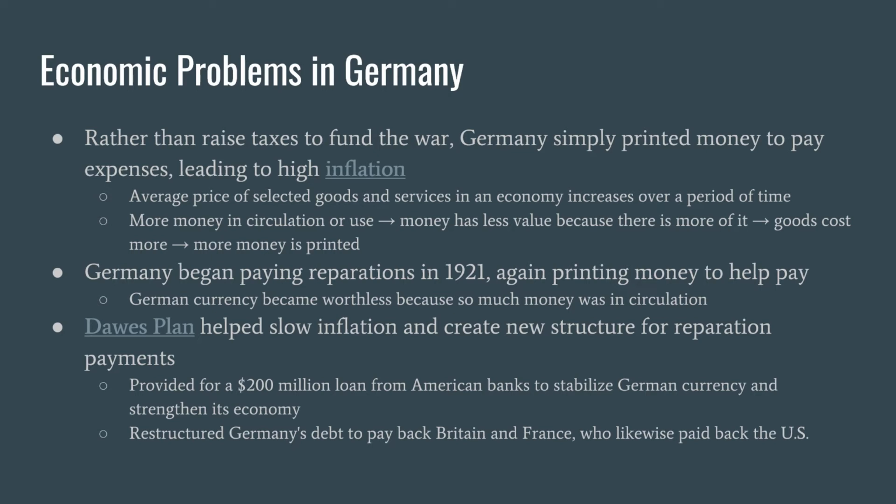Because at this point, they are really struggling. And so it basically provides Germany with a $200 million loan from American banks to help stabilize their economy and currency. And it also restructures Germany's debt that they have to pay back to Britain and France, who then likewise pay back the United States. So again, this really demonstrates the fact that the United States is really kind of holding the world economy together since they sort of come out of World War I in a pretty good spot.